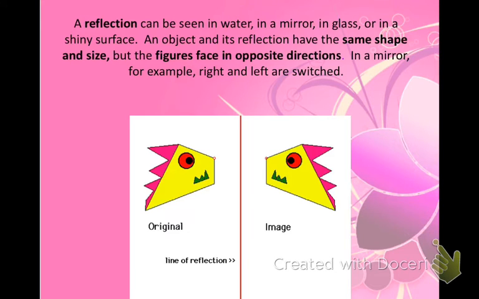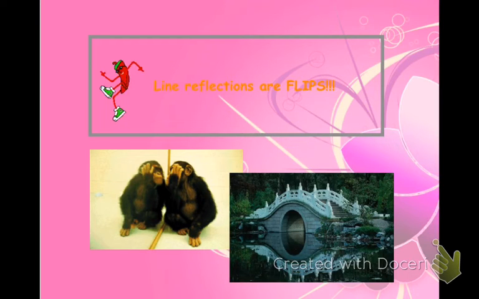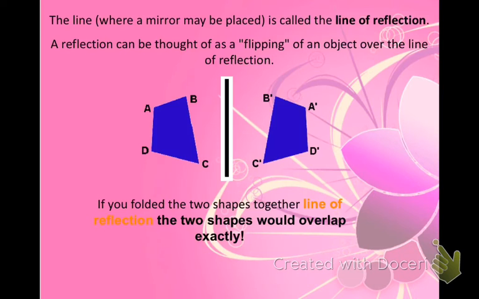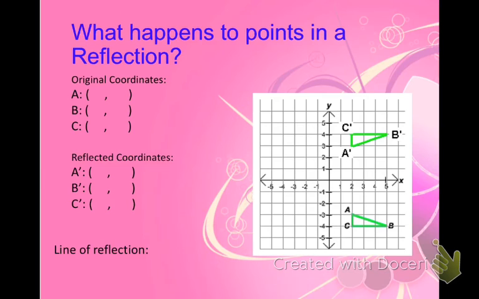Okay, so now we have a line of reflection that we have to worry about. Line reflections are flips, you're flipping it. If you fold the two shapes together on the line of reflection, the two shapes would overlap exactly. So if you fold on the line, you will have exactly overlapping shapes. So here we have something reflected just to show you what is happening.